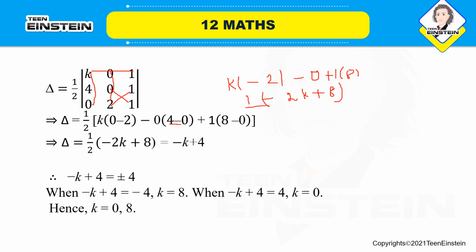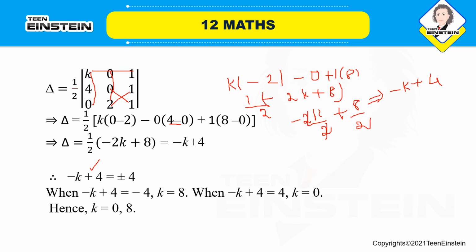Already we have 1 by 2 outside. So when you bring this 1 by 2 inside the bracket, that becomes minus 2k by 2 plus 8 by 2, which gives minus k plus 4. Okay, so minus k plus 4 is equal to the area, which is plus or minus 4, as given in the problem.